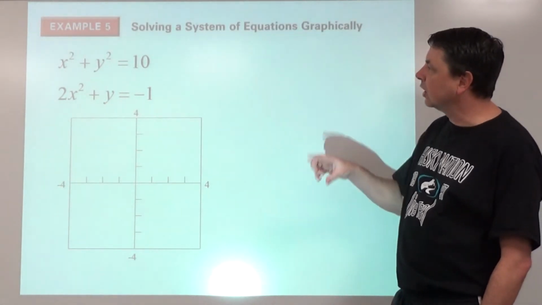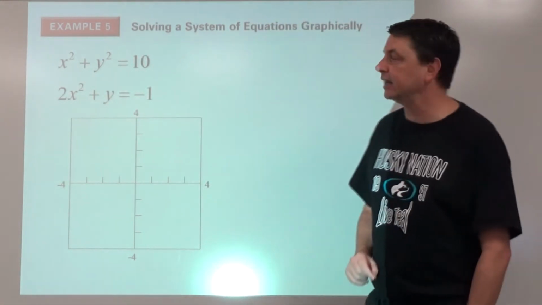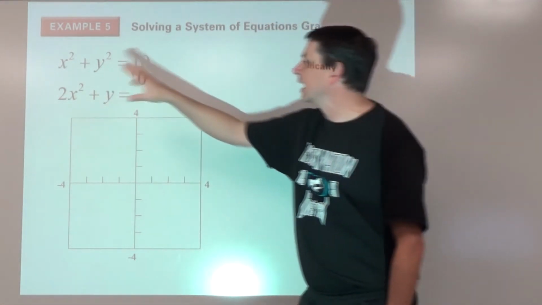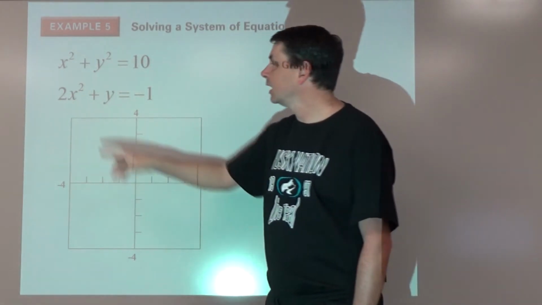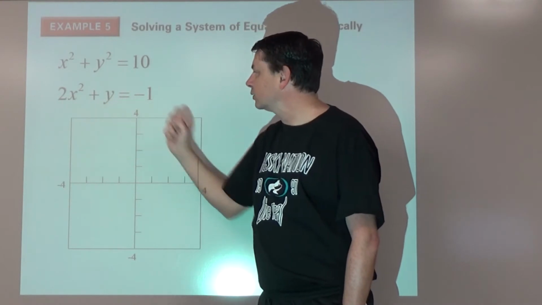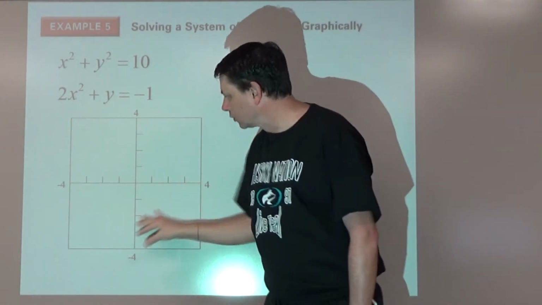Example number 5, solving a system graphically. So we're going to go back to the graphing calculator here in a moment. We've got x squared plus y squared equals 10. Might know what that looks like. And 2x squared plus y equals -1. We should definitely know what that looks like. And here's kind of our grid ready to go.